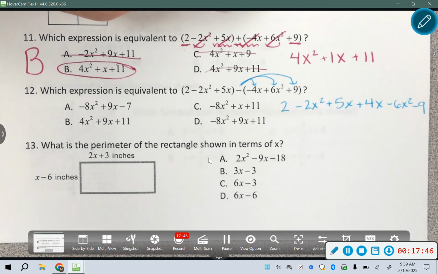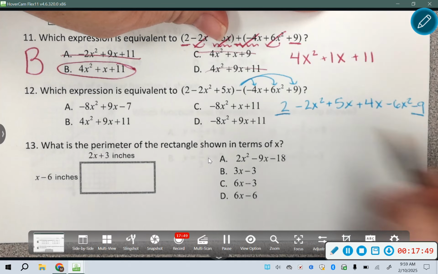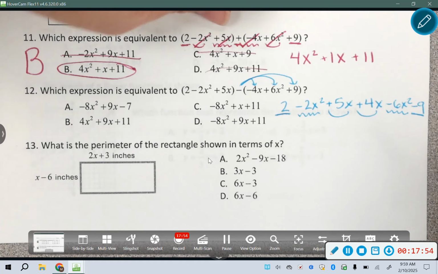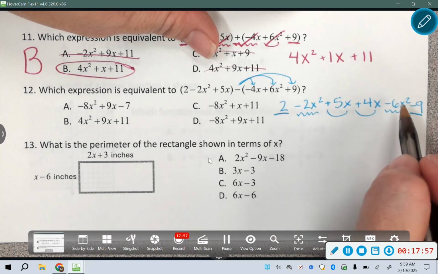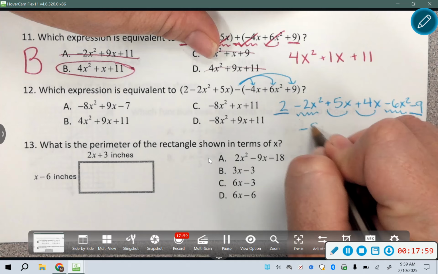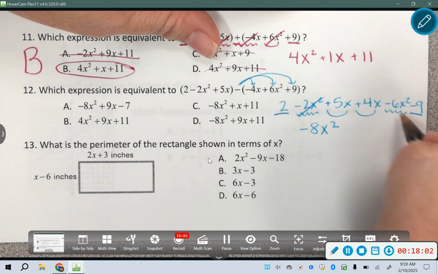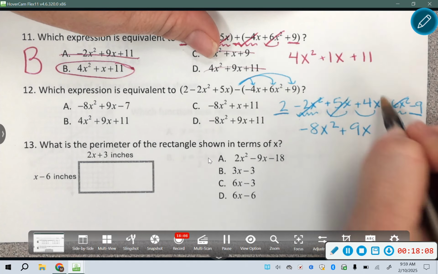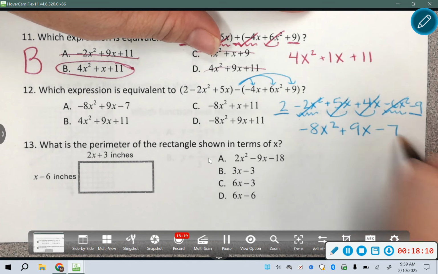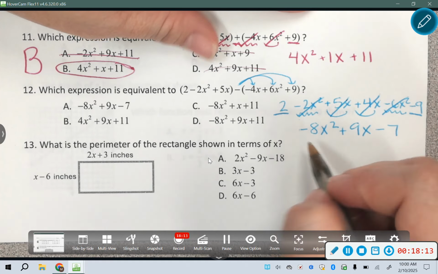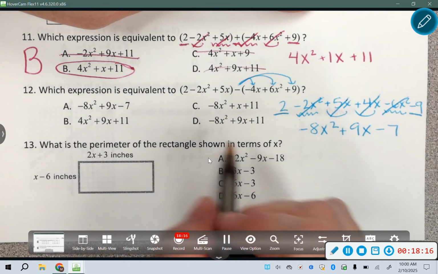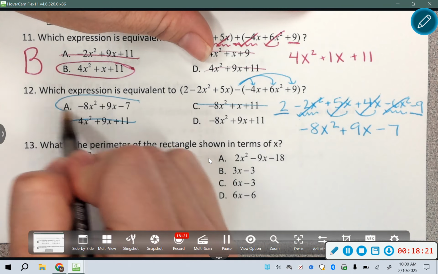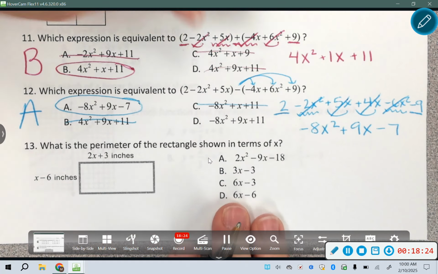Now I'm going to identify my like terms and combine. So I have my constant, my x squared, my x squared, my 5x, my 4x. And again, we're still starting with first. So negative 2 minus 6 is negative 8x squared. 5x plus 4x is positive 9x. And then 2 minus 9 is negative 7. So here's my answer. I have negative 8x squared, so this is wrong, plus 9x, so this is wrong, and a minus 7. So A is my answer.